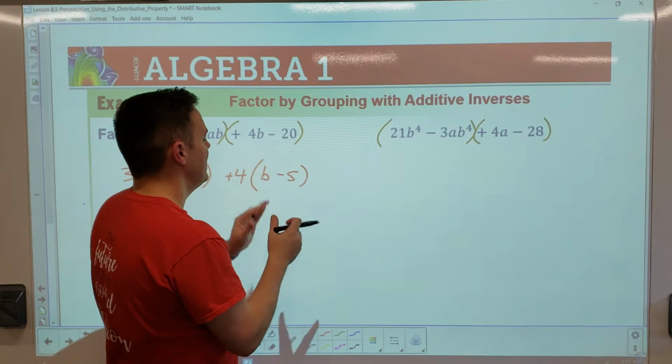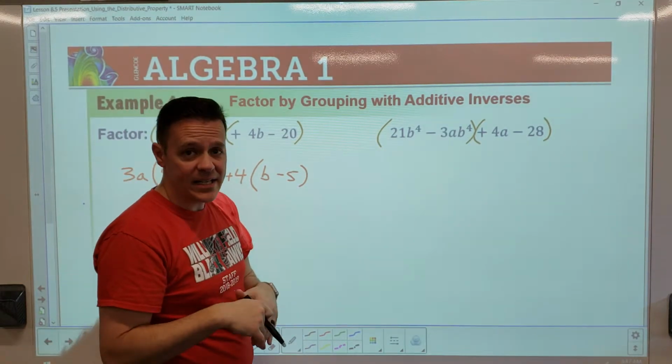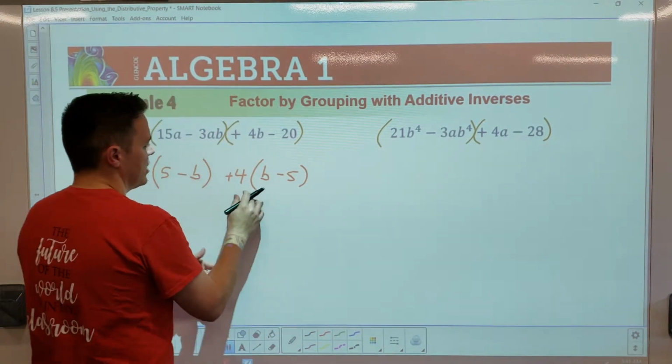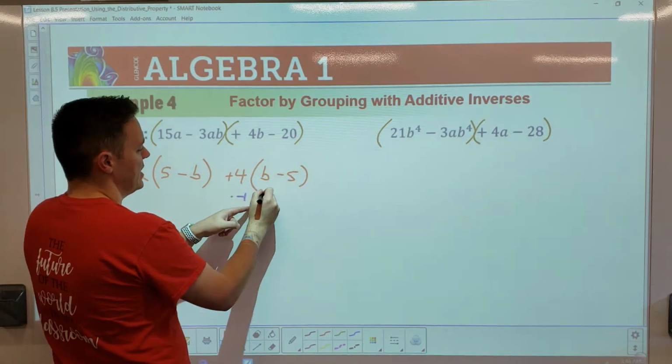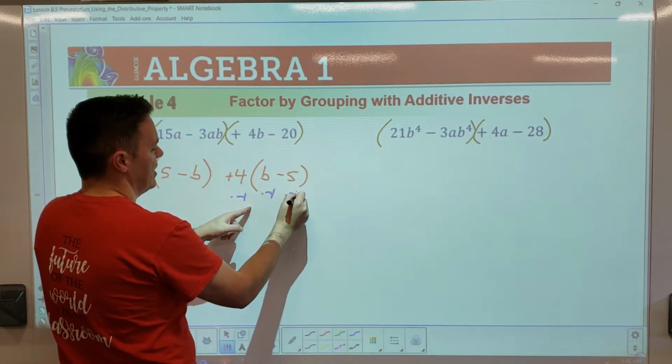When you multiply it by a -1, what happens? It actually will switch the signs on everything. So we're going to multiply this by -1. We're going to do this by -1, -1, and -1.